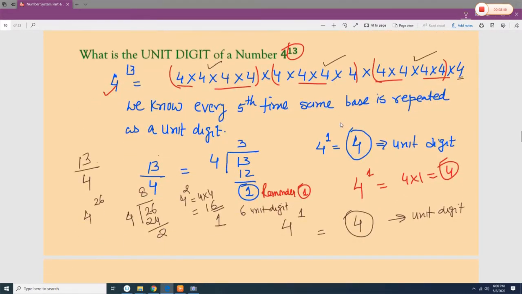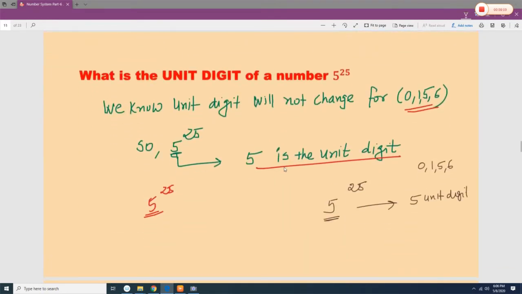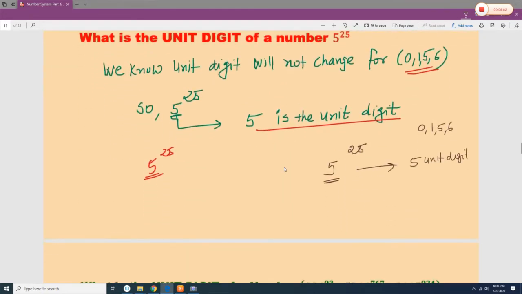What is the unit digit of 4 to the power 13? What is the rule? Take the power, divide by 4, and 1 will be the remainder. Then take the base number 4 and the remainder as the power, so 4 to the power 1 is 4, so the answer will be 4. What is the unit digit of 5 to the 25? Since the unit digit is 5, it will not change, it remains 5.